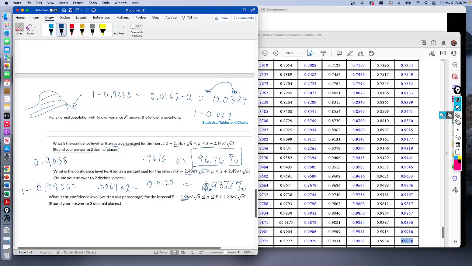Same thing here, just look up the 1.85 in the table. And so it's kind of working backwards to see what your confidence interval is based on the value of z that gets used. Kind of funky confidence intervals, but you know, it works.